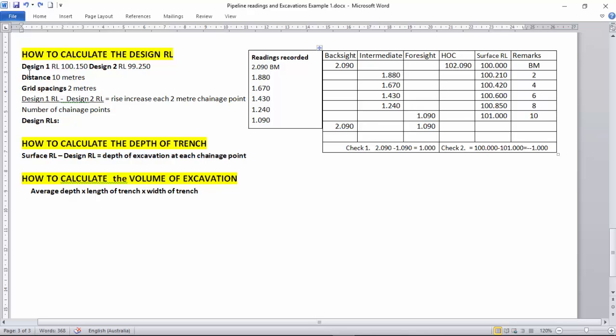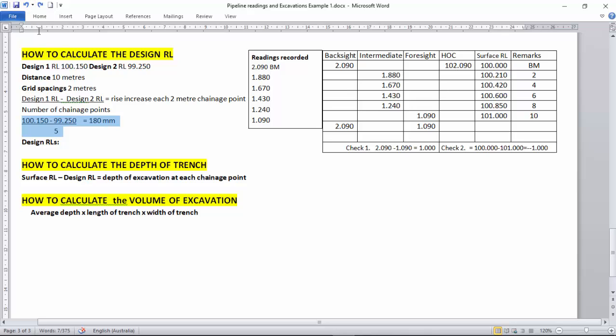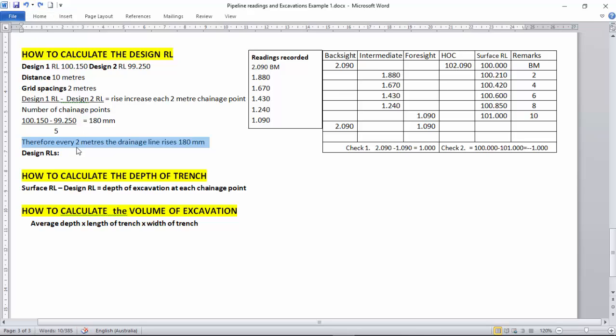So here are our figures: 100.15 minus 99.25, divided by 5, gives us 180 mil. That means for every 2 metres the drainage line rises 180 mil. Our first design RL is 99.25. We add 180 onto that, which gives us 99.43, and we do that for the rest of those sizes. We just keep adding 180 mil on till we get to our 100.15.